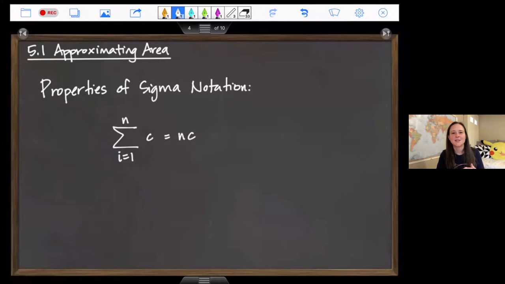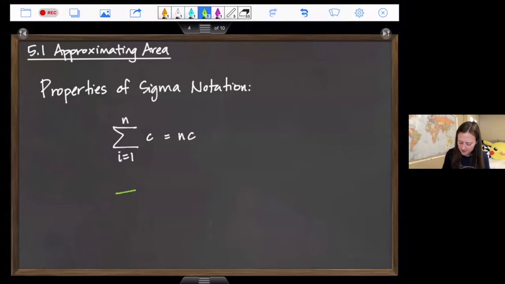Again, I promise that all this sigma notation is going to have something to do with antiderivatives eventually, but first let's learn some properties of our sigma notation. So this first one says if you've got the sum i equals 1 to n of a constant c, the answer is just equal to n times c.